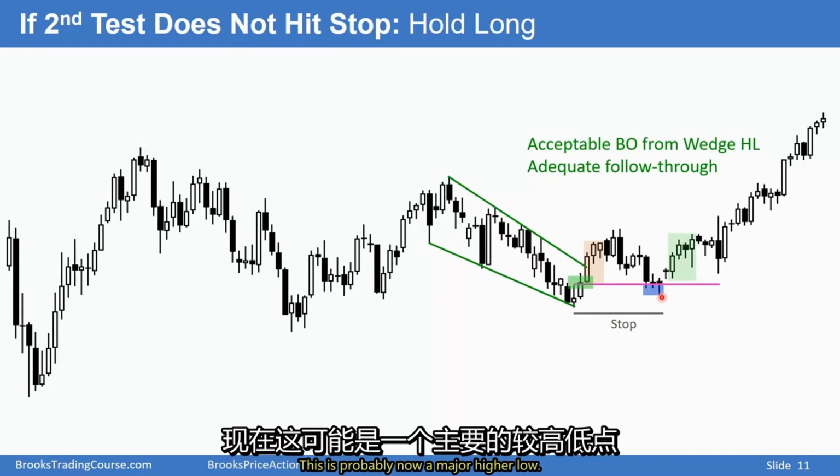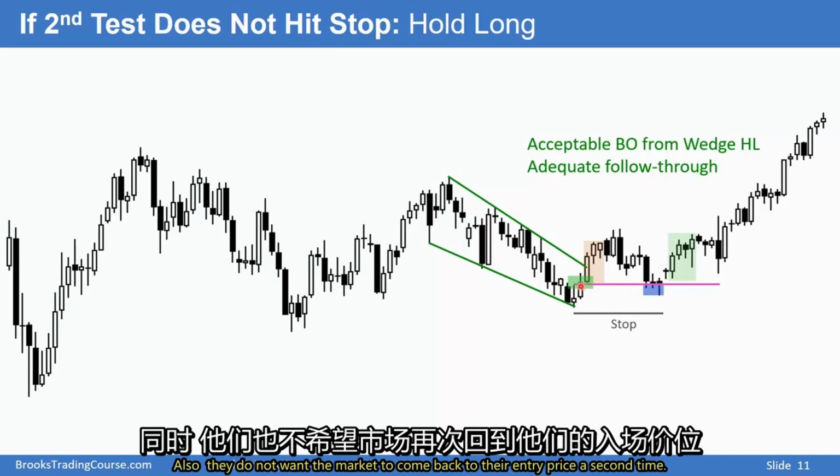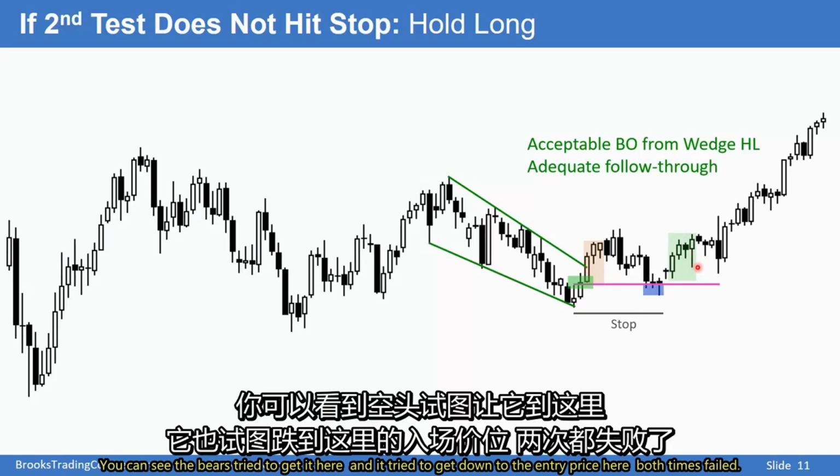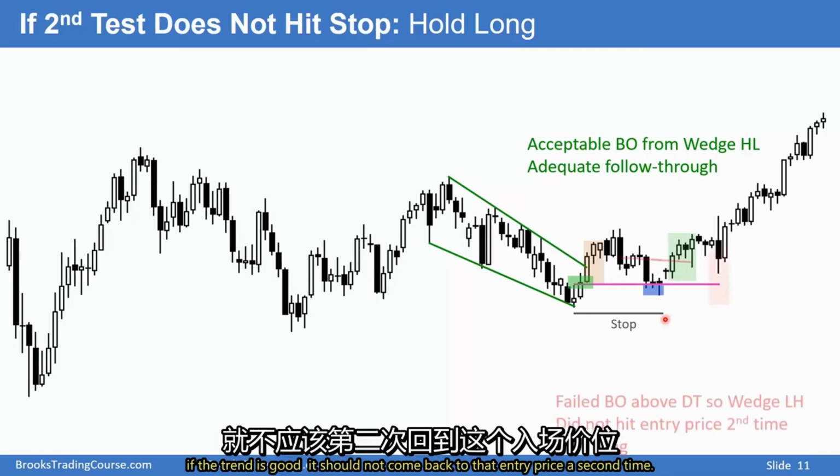Strong enough breakout. This is probably now a major higher low. Traders do not want the market to fall below this low. Also, they do not want the market to come back to their entry price a second time. You can see the bears tried to get it here, and it tried to get down to the entry price here. Both times failed. Many bulls after this rally would move their stop to break even, because if the trend is good, it should not come back to that entry price a second time.